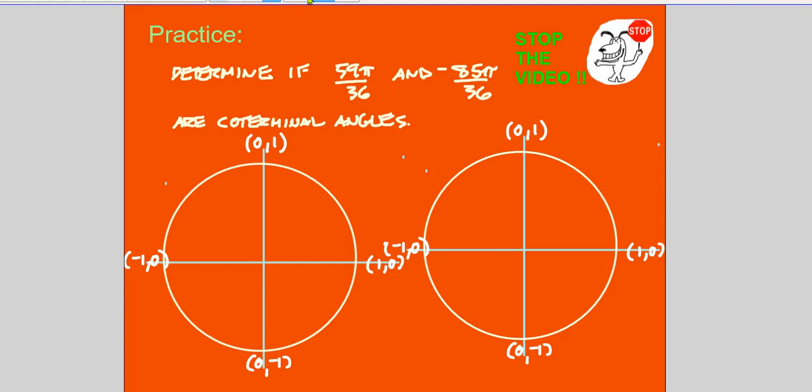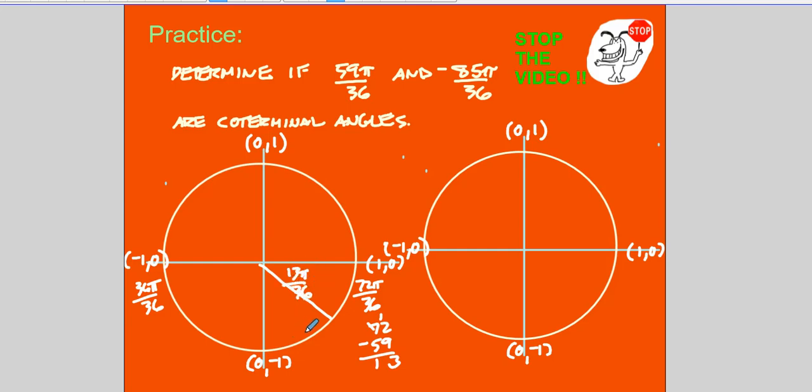Okay, so I'm going to start with positive 59 pi over 36. So this would be 36 pi over 36. That's equal to pi. And this would be 2 pi, which is 72 pi over 36. Well, 59 is closer to 72 than it is to 36, so our angle is going to be in the 4th quadrant. So this reference angle here is going to be 72 pi minus 59 pi, which is 13 pi. So this is going to be 13 pi over 36.